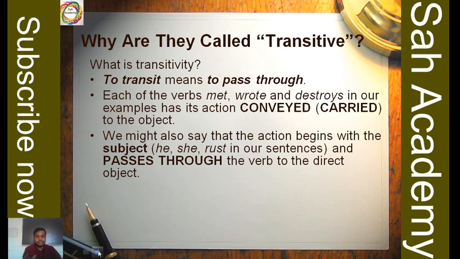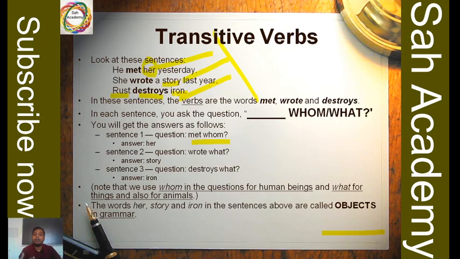Just wait a minute. So the third sentence was "Rust destroys iron." In this, rust is the subject, destroys is the verb, and iron would be our object. Okay, clear?